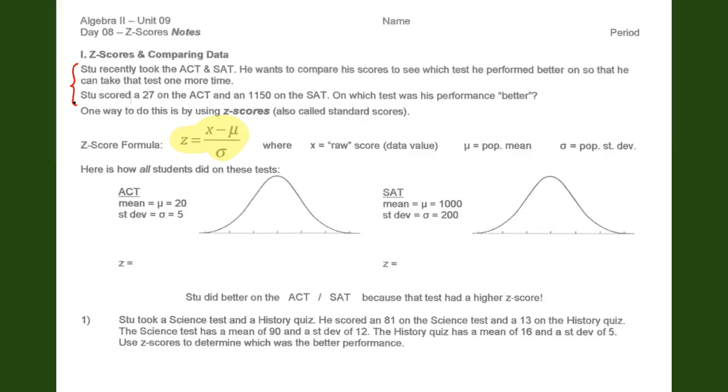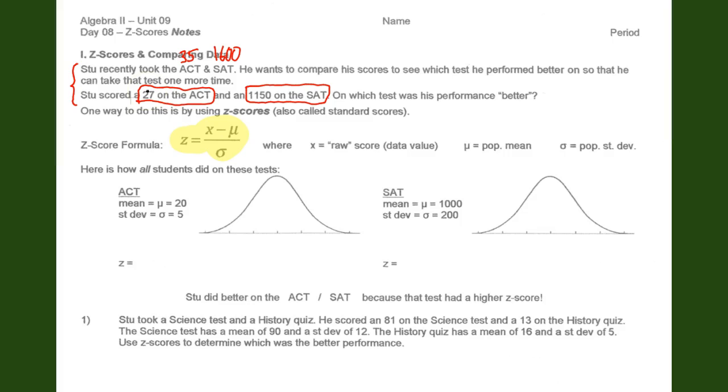So, for instance, they have the ACT test, which I think the highest score on the ACT is 35, and the highest score on the SAT is 1600. So if you get two scores, like he got a 27 on the ACT, and then he got a 1150 on the SAT, which one is better? You can't look just at these two numbers and say, oh, 27 is better, or 1150 is better, because they are graded on two different scales.